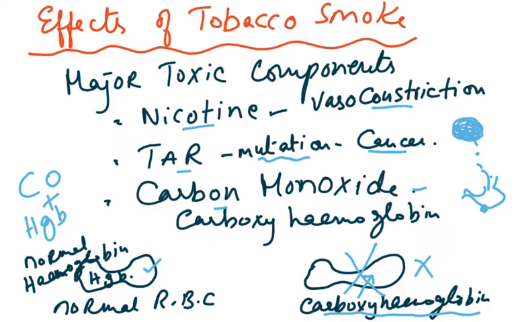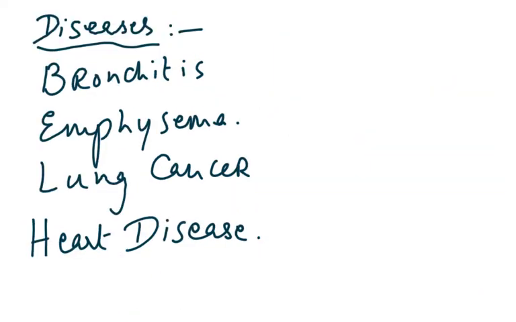So less oxygen reaches the body cells, which means less oxygen for aerobic respiration. That means he is not going to be able to have the stamina, so he is going to have difficulty running a 100-meter sprint or doing any physical exercise. Now, the diseases that we need to study related to smoking are number 1, bronchitis, number 2, emphysema, number 3, lung cancer, and heart disease. How smoking results in all these 4 diseases, and it contributes to these 4 diseases.